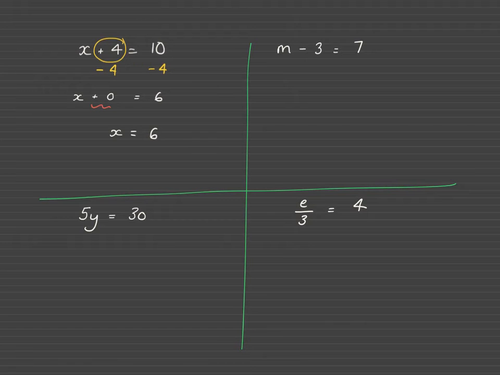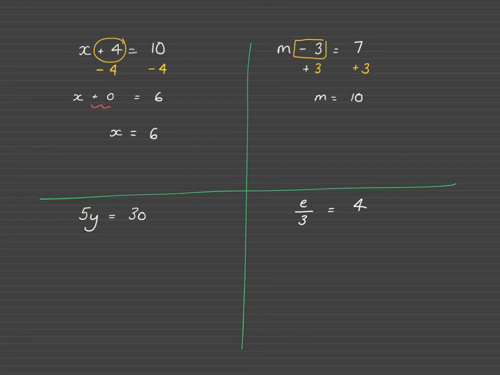So let's look at this one. You want to eliminate that negative 3. So the opposite of subtracting 3 is adding 3. So then I get m minus 3 plus 3 is 0, but you don't need to write that 0. You can just write m equals 7 plus 3 is 10.